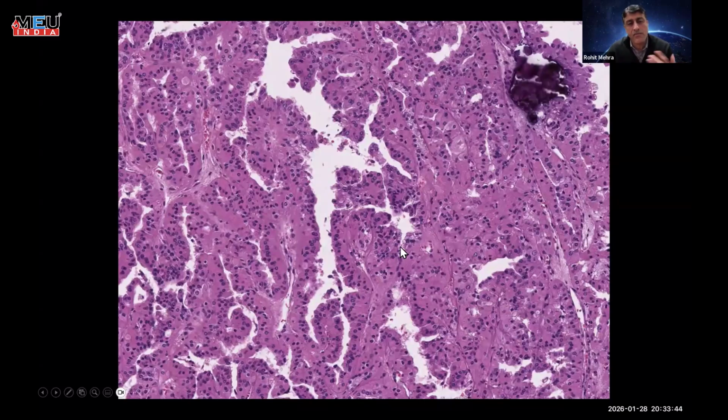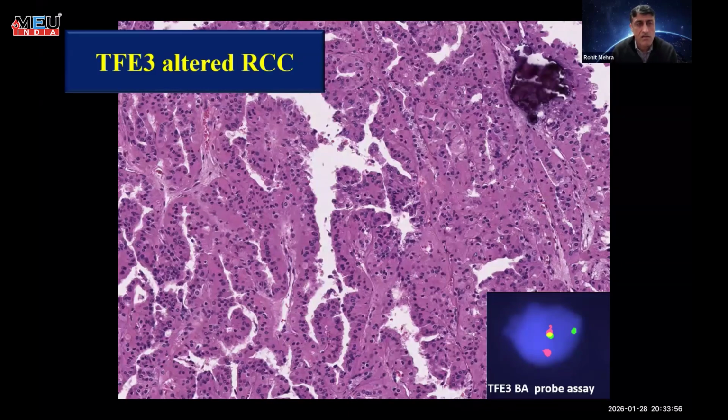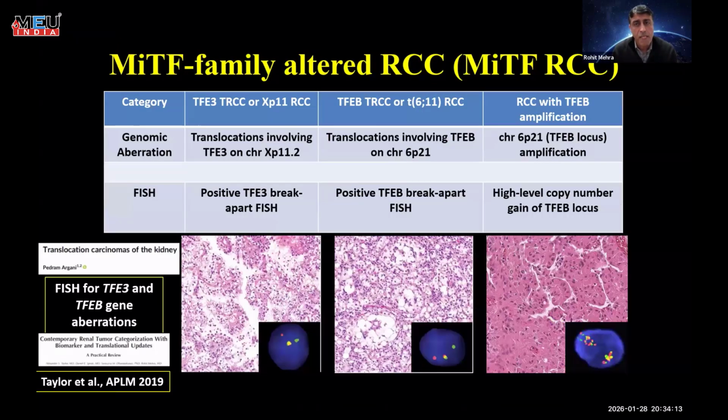This is actually a great fit for the erstwhile type 2 papillary renal cell carcinoma, but there is an inherent problem with the nomenclature. For example, when we worked up this tumor, it was positive for TFE3 gene rearrangement. And this is an example actually of a TFE3 altered renal cell carcinoma. And this is actually one of the reasons that we have abandoned the erstwhile type 2 papillary RCC morphology or nomenclature. The reason being that a high majority of these tumors were actually not even papillary renal cell carcinoma.